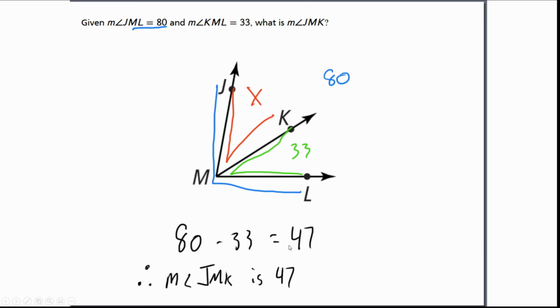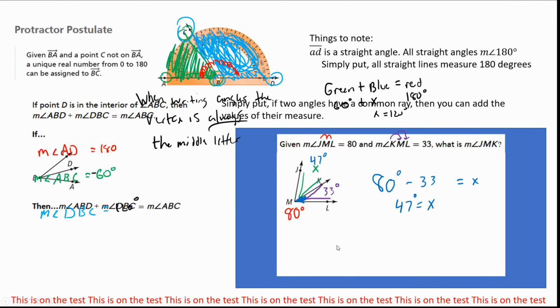And it's asking us to find what is X. Well, 80 minus 33, right? The large angle is 80 minus the small angle in green, 33. Whatever's left must be the value of our unknown. Can we test that? Well, yeah. We also know that purple plus green must equal 80. So does 47 plus 33 equal 80? Yes, 80 equals 80.